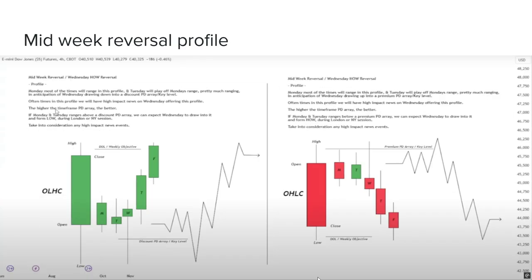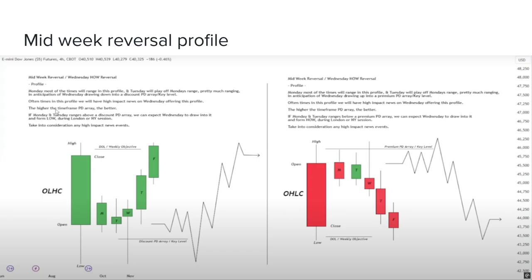The mid-week reversal profile. Monday, most of the times, will range in this profile, and Tuesday will play off Monday's range and pretty much ranging, in anticipation of Wednesday's draw into a discount PD array or key level. This usually happens when we have high impact news, CPI, PPI, NFP. Not NFP, CPI, PPI, unemployment claims, everything that pretty much comes on Wednesdays.